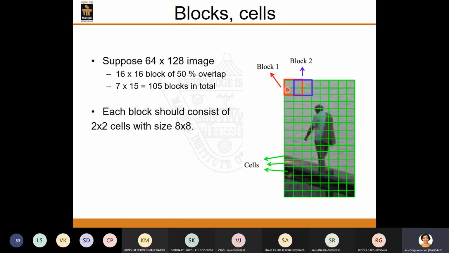Now, once you consider each of these blocks, we try to calculate the gradient orientation as well as the magnitude.